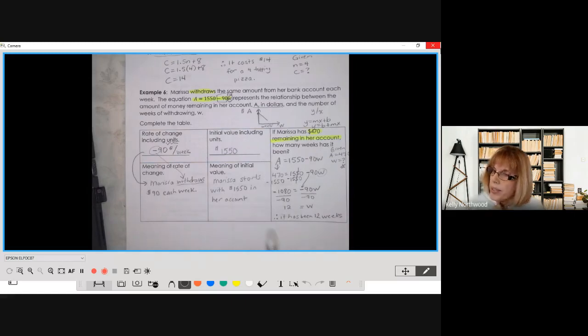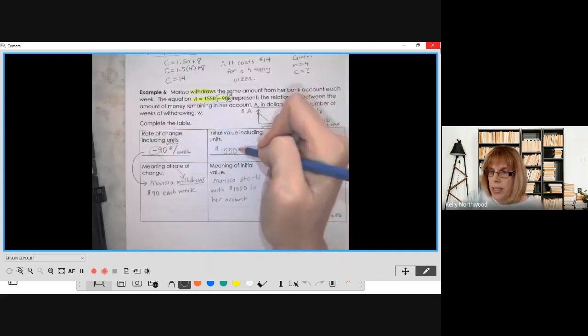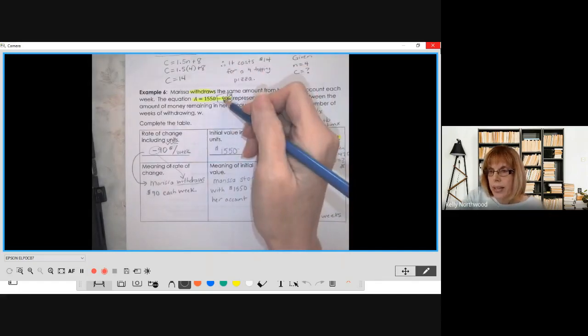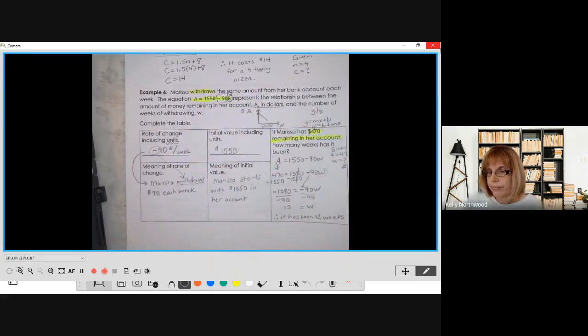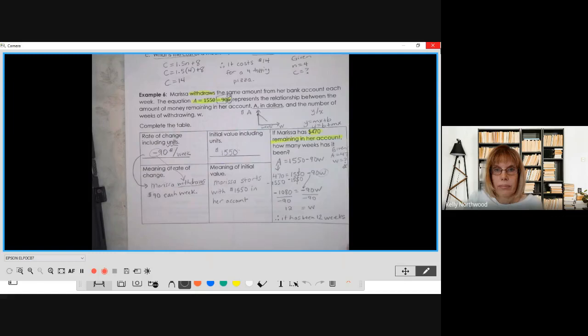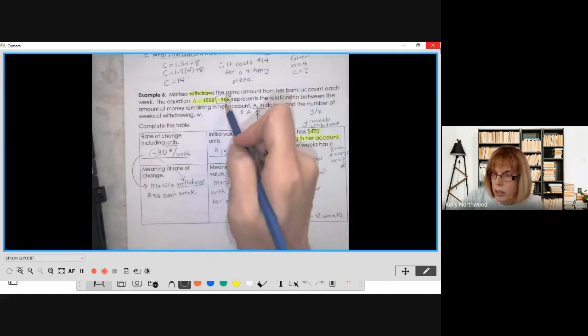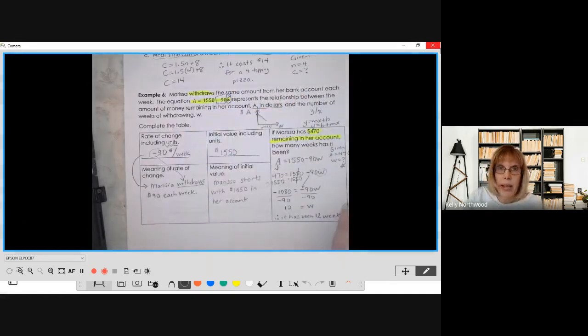So when this one was on EQAO, it was actually a little bit better done because people tend to just have an understanding of money in general. So a lot of people were able to realize that the 1550 is the amount she started with, and that the negative 90 was the amount she was spending. The most common error was to make the 90 positive and write $90 per week. So make sure it's the number in front of the variable, including the sign, when you're thinking about what the rate of change is.